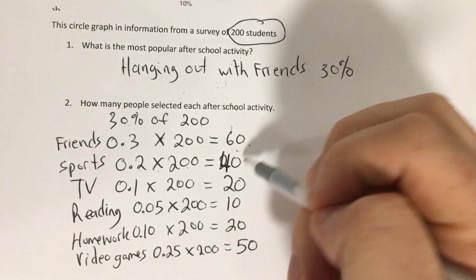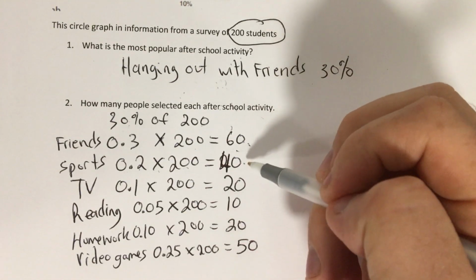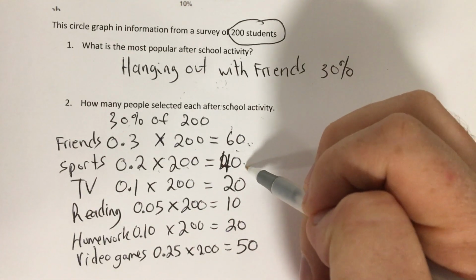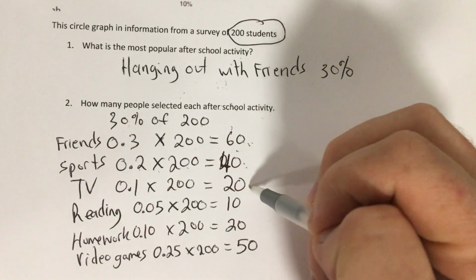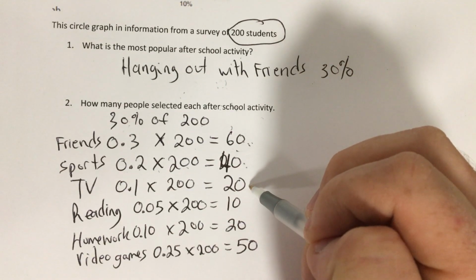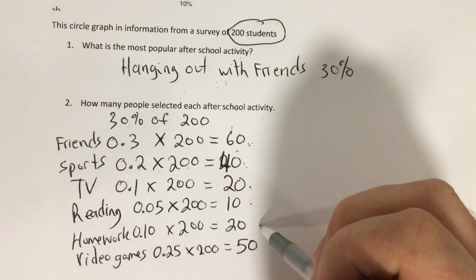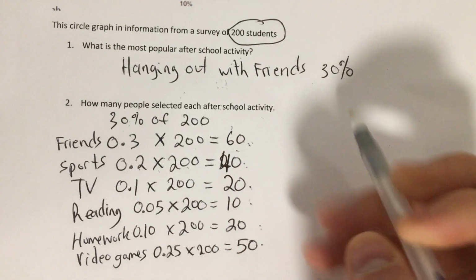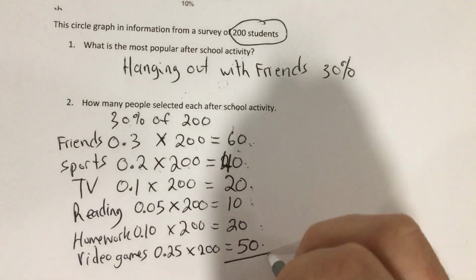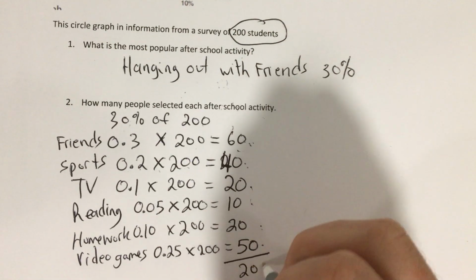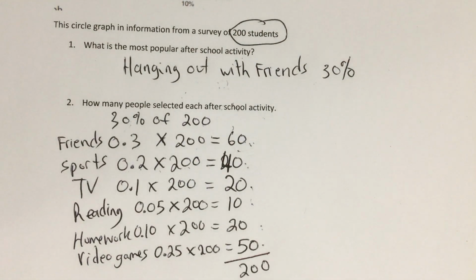So we have 60 people selected hanging out with friends. 40 people selected playing sports. 20 people selected watching TV as their favorite after-school activity. We have 10 for reading, homework 20, and video games 50. If we add all these numbers together, our grand total will be 200 people that were originally surveyed.